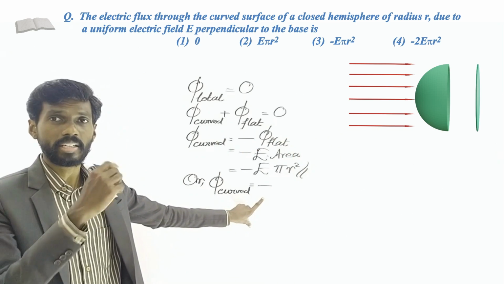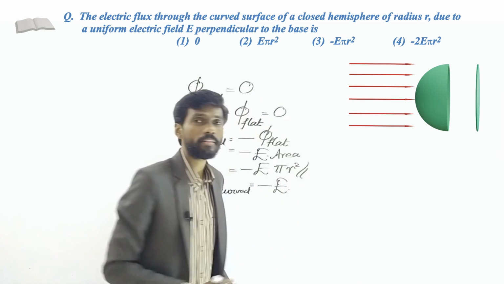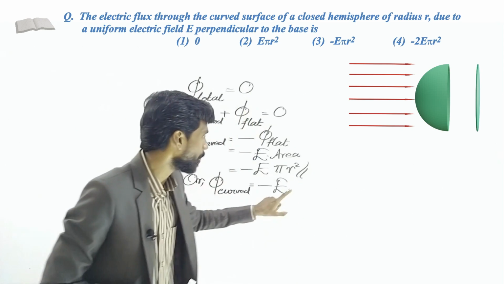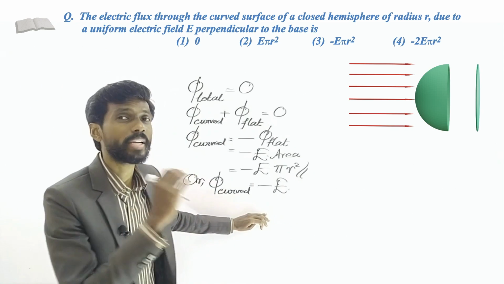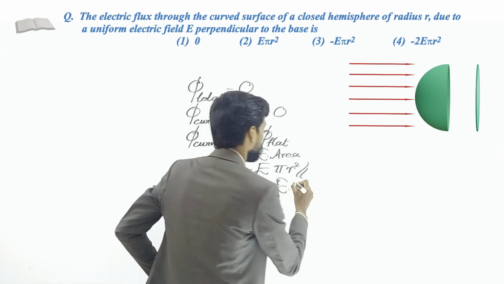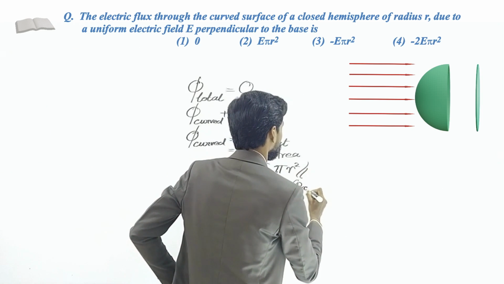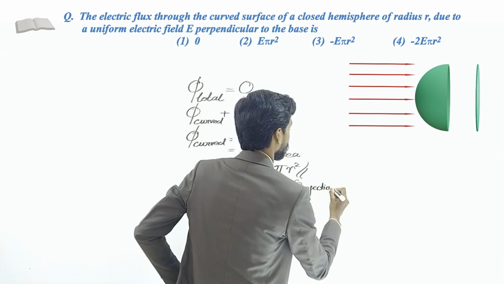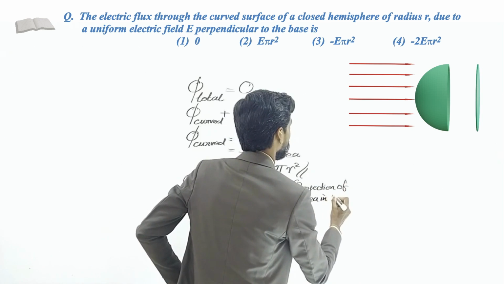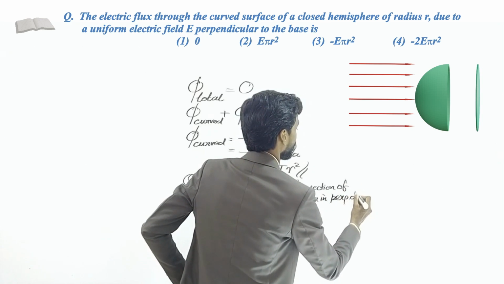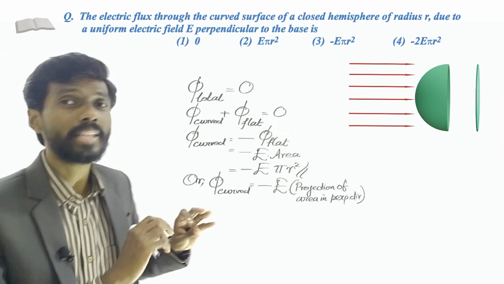So theta is 180 degrees, so minus E, that is the electric field, multiplied by not simply the area. Because this is not a perpendicular surface, what we have to do is multiply E by not just the area but the projection of the area in the perpendicular direction. So we have to take the projection of the area in the perpendicular direction.